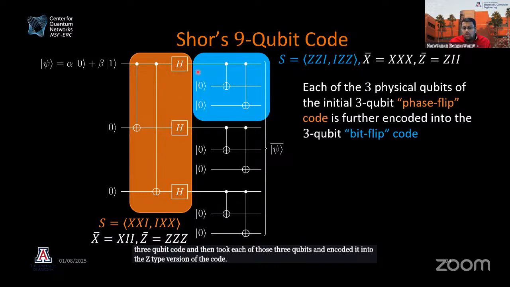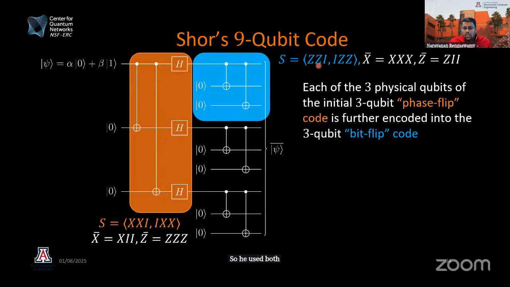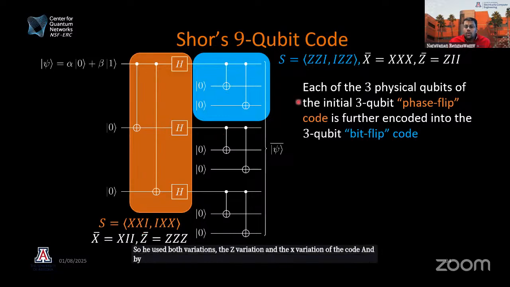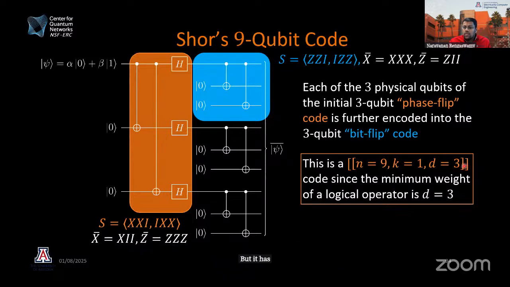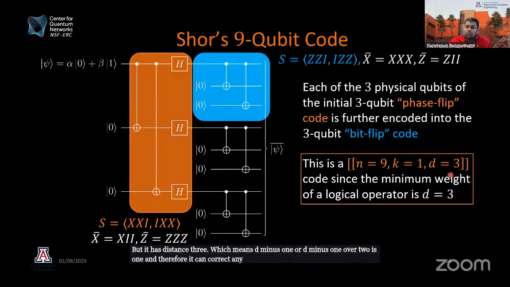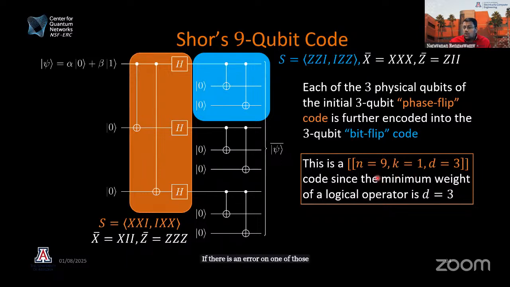So he used both variations, the Z variation and the X variation of the code, and by concatenation, he was able to build this 9-qubit code and actually show that it has parameters [[9,1,3]], meaning it encodes 1 logical qubit into 9 physical qubits, but it has distance 3, which means (d minus 1) over 2 is 1, and therefore it can correct any error on 1 physical qubit. If there is an error on one of those 9 qubits, the code can correct it.